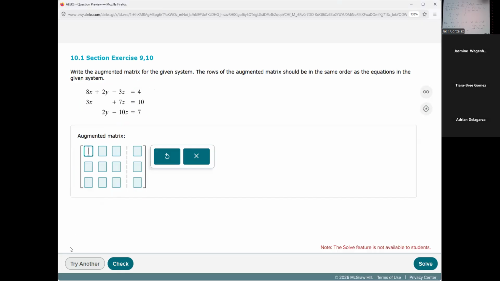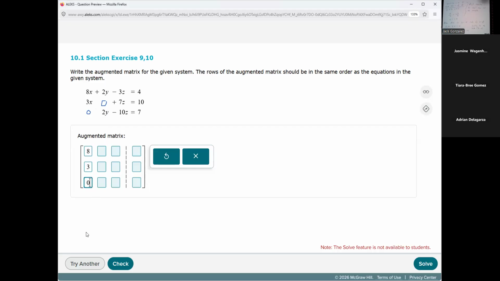Remember, they have to be in order. So this is all the X's right here. Notice how row 3 does not have an X, so you're going to put a 0 in that spot. Here's another 0 for the Y. Here's a 0. So this would be 8 for X, 3 for X, 0 for Y, or for the third row.